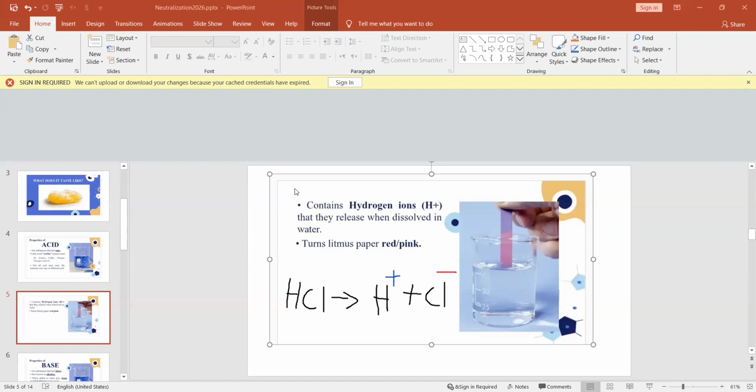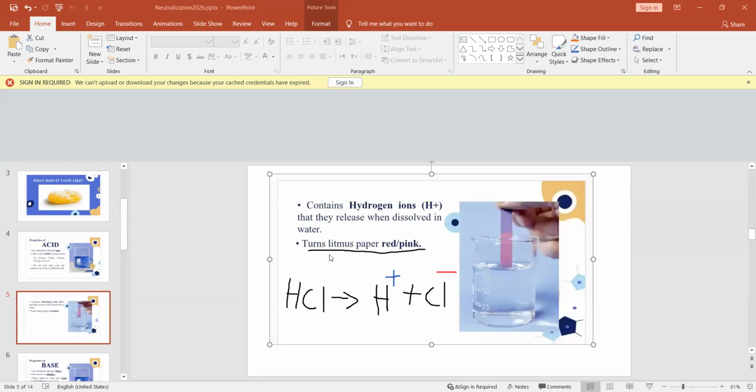Then the other point: acids turn litmus paper red or pink. What do we mean by that? For example, we have a litmus paper. This paper comes from lichen, which is a natural indicator. When we put this litmus paper inside the acid solution, the paper will turn red or pink. Why? Because it indicates to us that this solution is an acid.